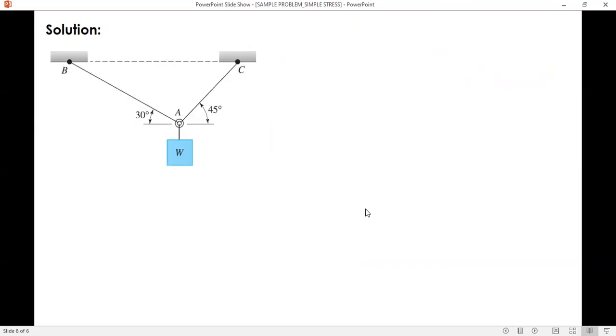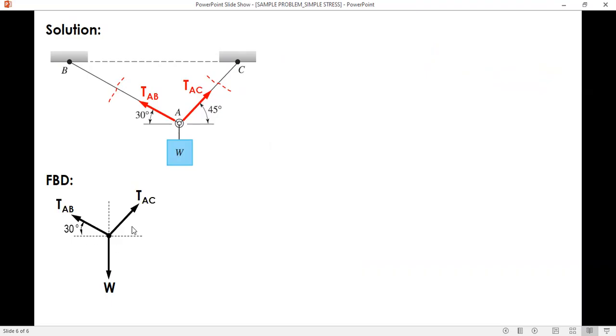So first thing to do is to cut sections cables EB and EC and identify the forces. So for EB, we have tension EB, and then tension EC. And then we will draw the free body diagram. So weight downward, and then TEB, second quadrant, direction of 30 degrees. TEC, first quadrant, the direction is 45 degrees with respect to horizontal.